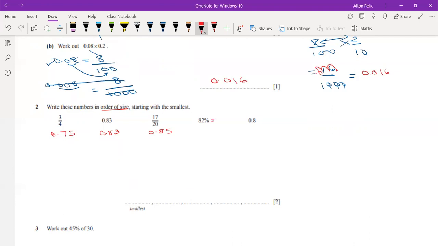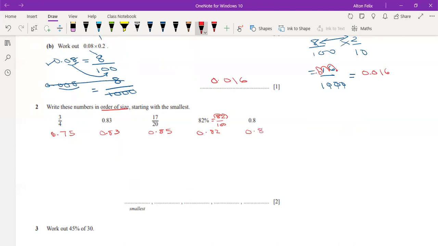82% is the same as 82 divided by 100. Of course, if the point is here, it goes 2 places to the left. So this is equivalent to 0.82. And this last one is 0.8.